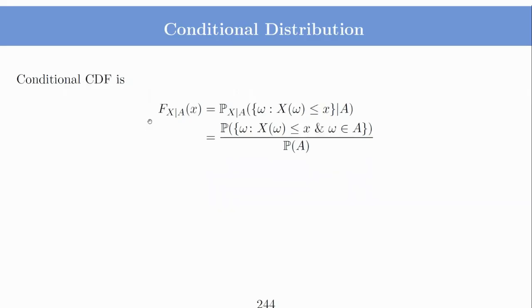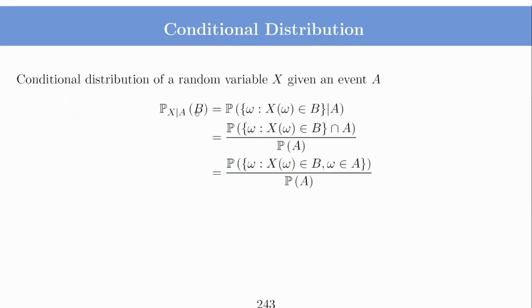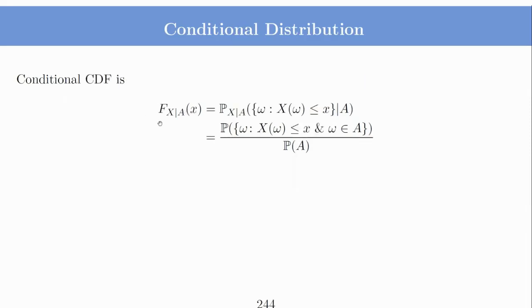From the general definition, we can also define the conditional CDF. Remember, for the conditional CDF, instead of B, we have to put minus infinity to x. So we get the probability that X is less than or equal to small x given A, which is the probability law of the set of omega such that X omega is less than or equal to x, given A. Using the definition of conditional probability, this is the probability of all omega such that X omega is less than or equal to x and omega belongs to A. So this is the intersection of A and the pre-image of minus infinity comma x.